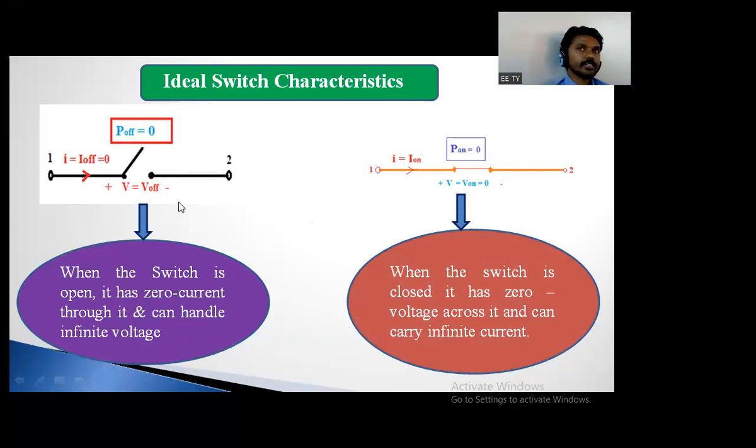So here we need to discuss 2 points. Always remember, it's a very, very important point. If this concept is not clear, we cannot understand the power electronic circuit concept. Clear? So what concept do we have to discuss here?